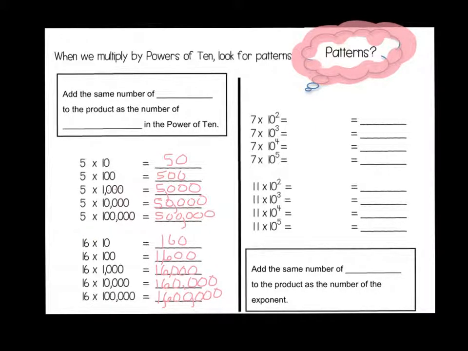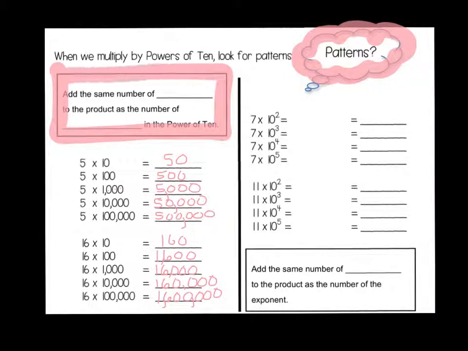Now let's check your answers. Hopefully for 16 times 10, you got the answer of 160, 1 zero and 1 zero. 16 times 100 gives you an answer of 1,600. 16 times 1,000 gives you 16,000. 16 times 10,000 gives you 160,000, and 16 times 100,000 gives you 1,600,000.